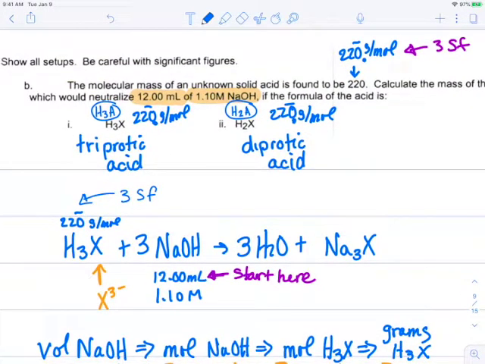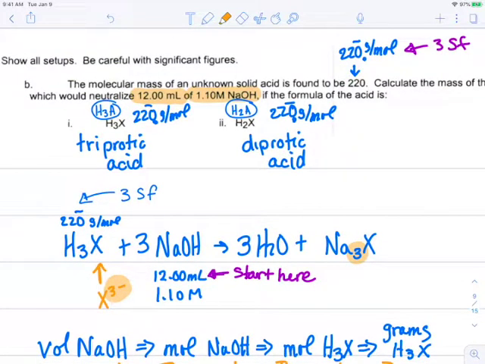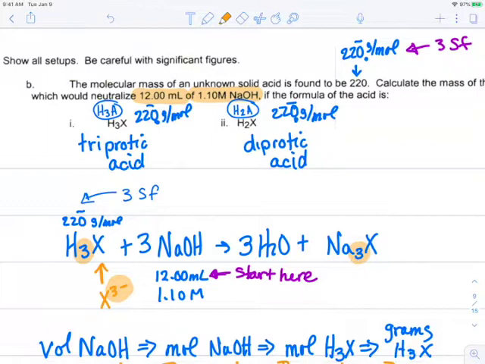So here it says H3X. I know X must be a 3 minus because there's no other reason we would have a 3 right here. So because X is a 3 minus, and this is a triprotic acid, I've reacted it with 3 NaOHs. You're going to get 3 waters, and you'll end up with Na3X. And again, the reason I knew about this 3 is because I knew it had to have a 3 minus because there were 3 hydrogens. All right, any questions on how I set up the chemical reaction?